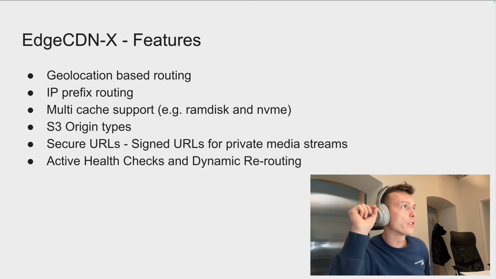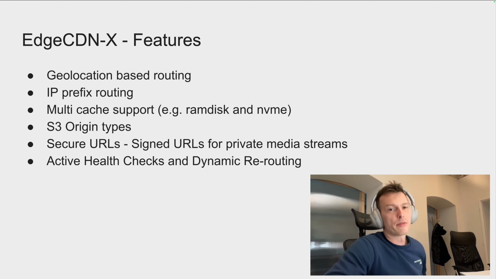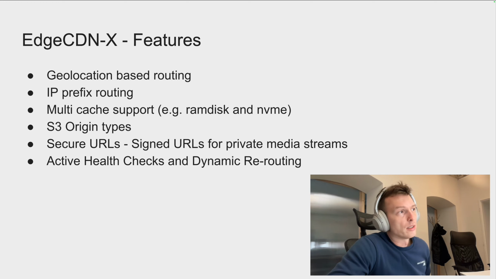So some core features which we would like to mention. The routing engine can route you to different locations based on geolookup, based on your IP address. It can also route you based on IP prefixes, so you can specify a certain prefix to be routed to a certain region or certain IP, a certain node. You can store your content in different types of caches. For instance, if you have content that is often accessed and very popular, you can store that in a RAM disk, and something which is less used, you can store in an NVMe or HDD disk.